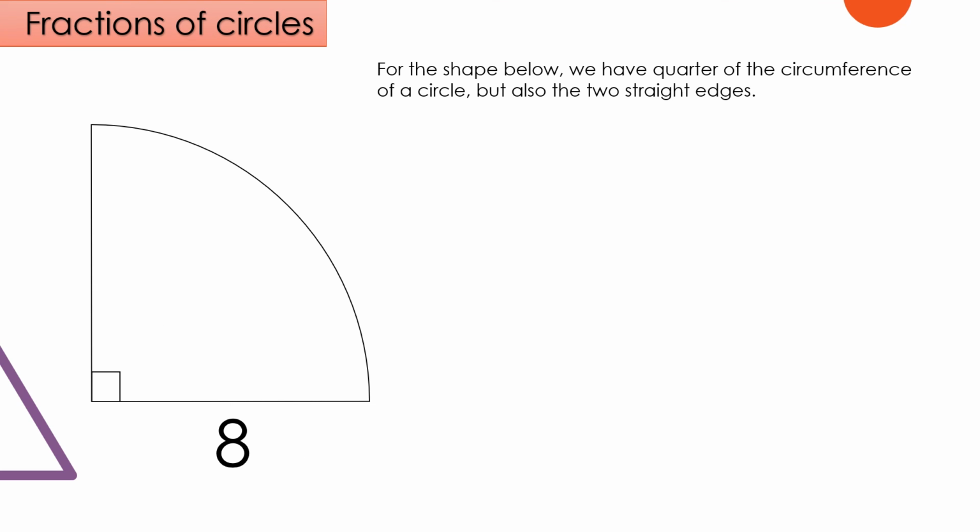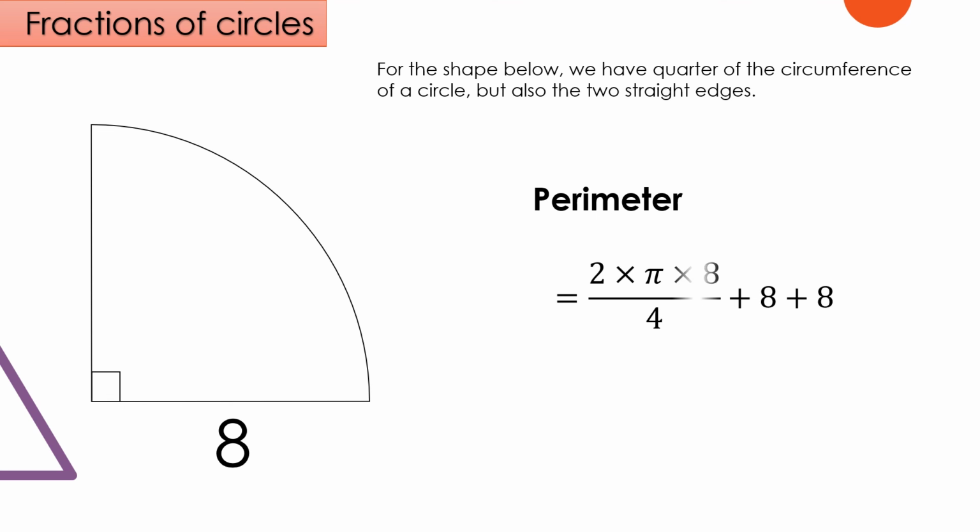So first we did the area of the shape. Now in this fraction of a circle, we are going to find the perimeter. Recall that the perimeter of a shape is the total of all the edge lengths. As per that, we'll substitute the values, which is 2 times pi times 8 divided by 4. Why 4? Because it's a fraction of a circle, it's a fourth part of a circle.